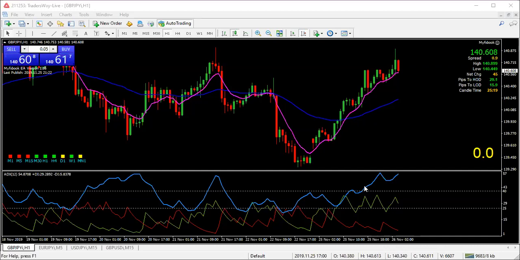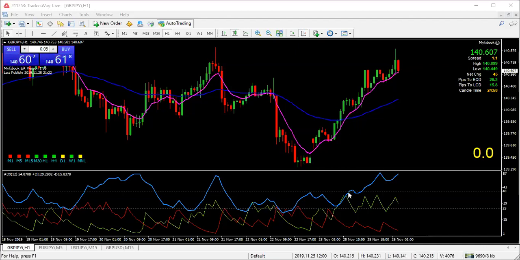For my entry, what I'm looking for is this blue line to touch the 40 and go above the 40, kind of like how stochastic works. Like when it breaks over the 80, I want this one to touch the 40 or go over the 40. That means I have strength in this trend. It's pretty strong.